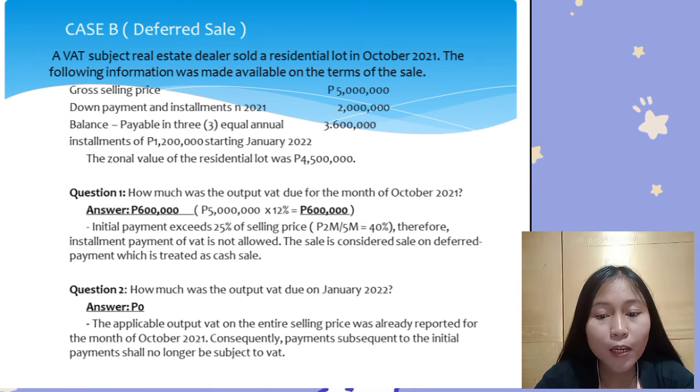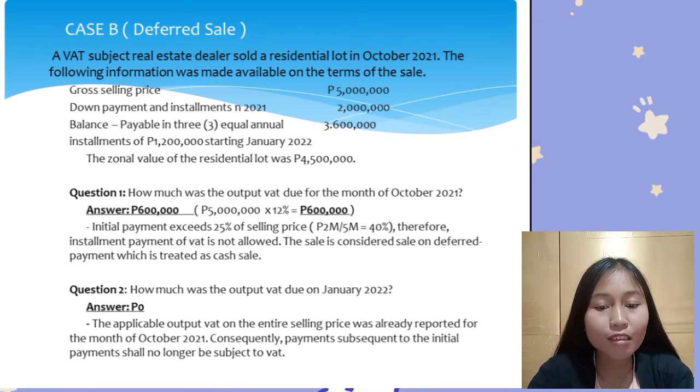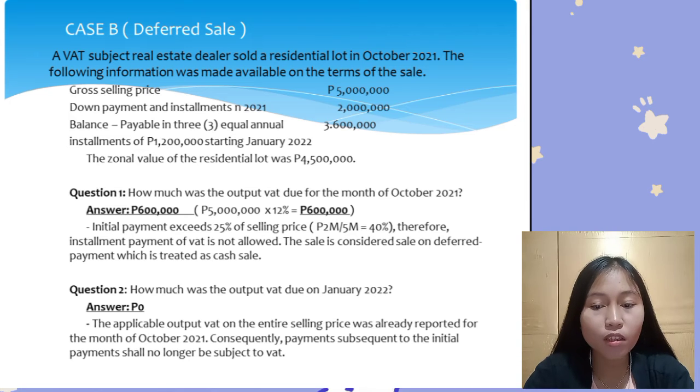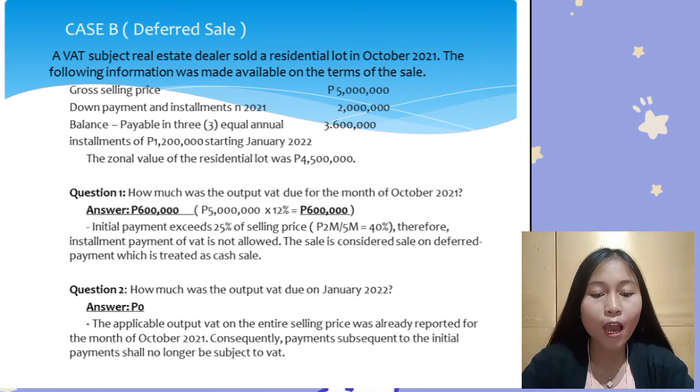Gross selling price, 5 million pesos. Down payment installment in 2021 is 2 million pesos. Balance payable in 3 equal annual installments of 1,200,000 pesos starting January 2022. The 1,200,000 pesos times 3 equal annual installments results in 3,600,000 pesos. The zonal value of the residential lot was 4,500,000 pesos. Okay, we have two questions.